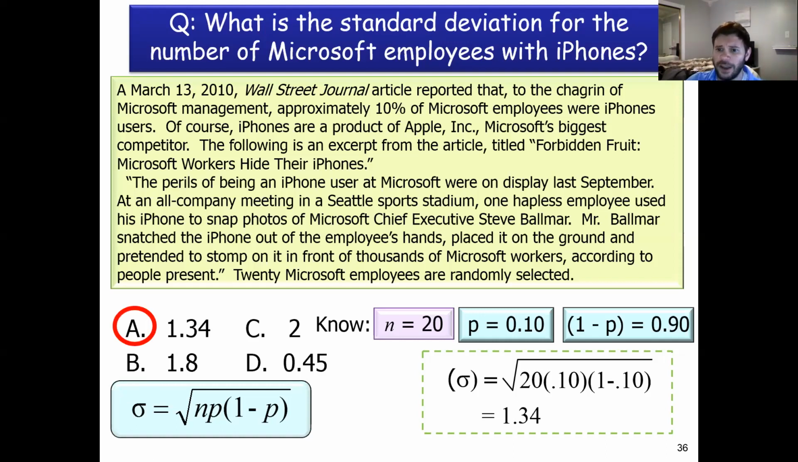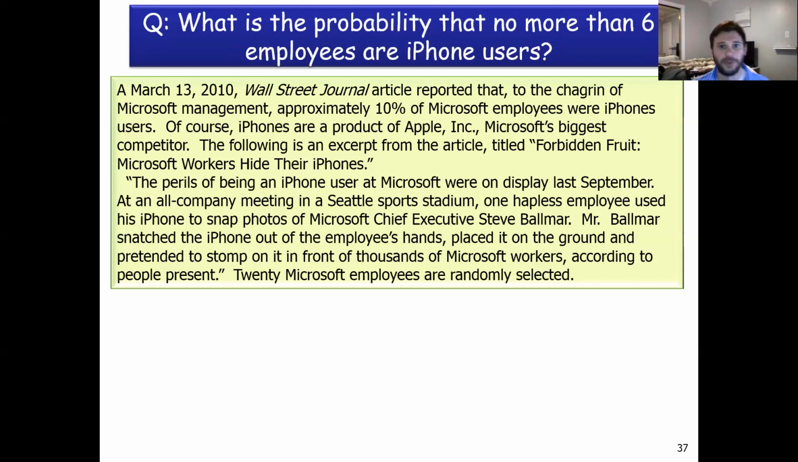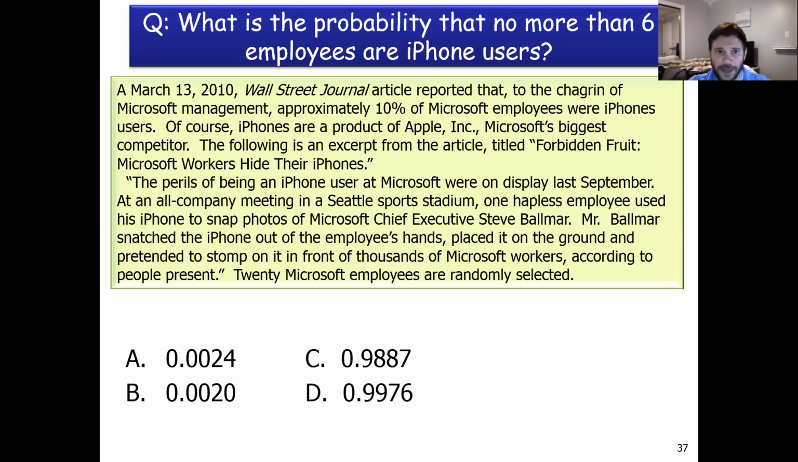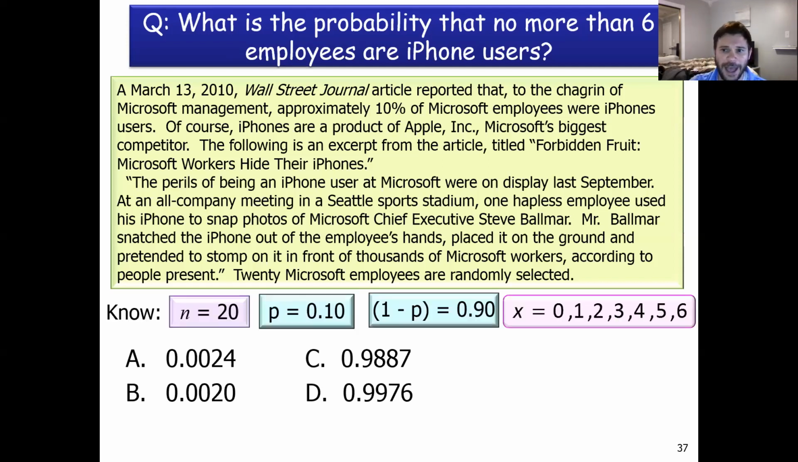We can go ahead now and again think about invoking our use of the binomial table as we had done before. In this question, we're going to ask, what is the probability that no more than 6 employees are iPhone users? Now no more than 6, we have to be careful about that. That could be 0, 1, 2, 3, 4, 5. Does it include 6? I think so. No more than 6 could include 6. So we're looking now for the following. What is the probability that the random variable x falls in any of these events here, 6 or fewer?